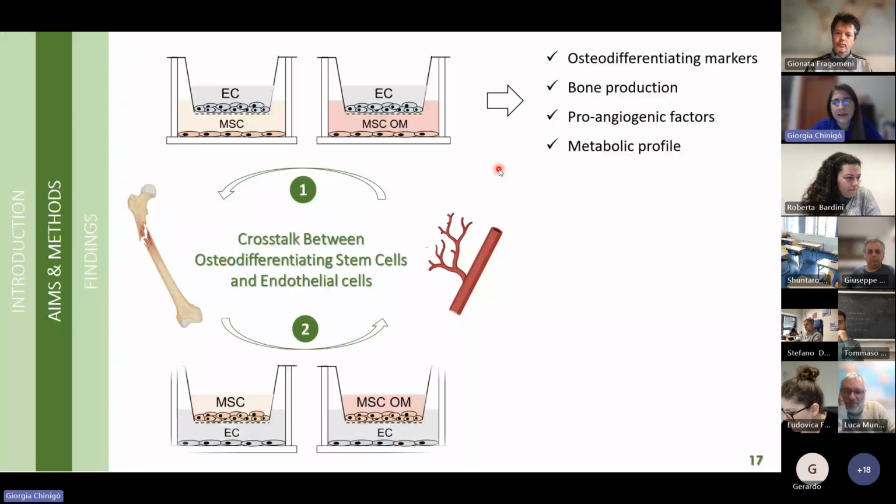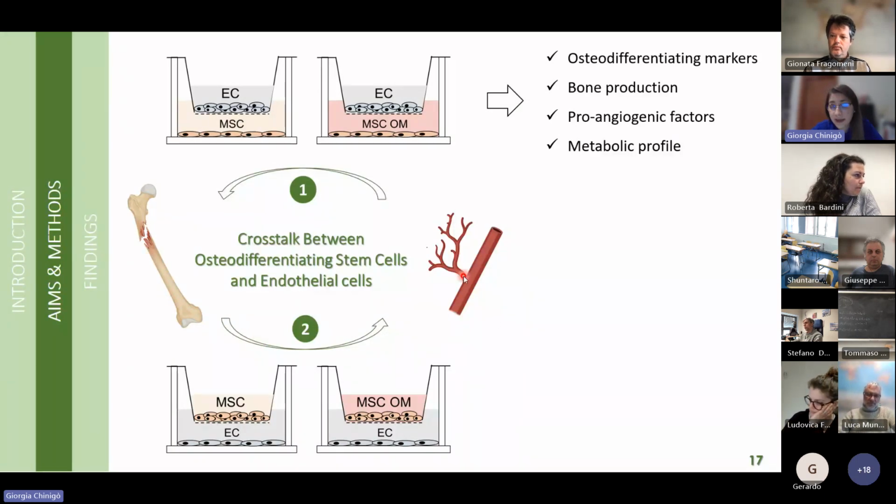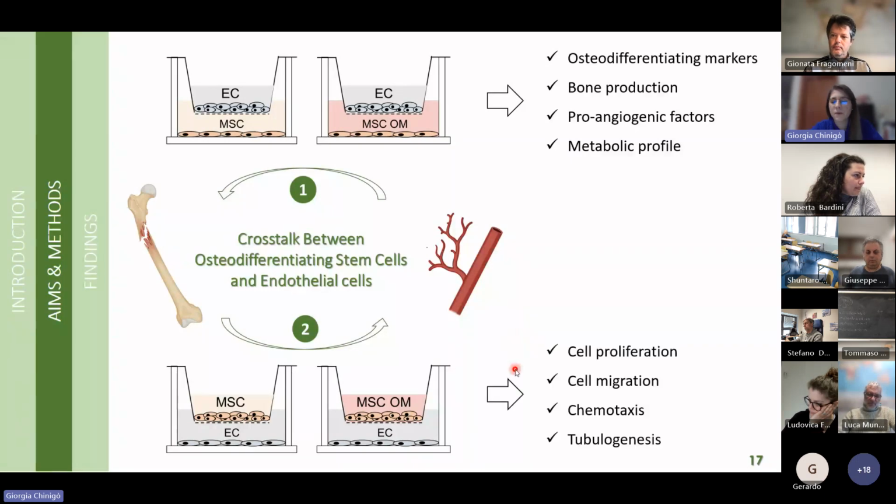Contemporarily, we studied the opposite crosstalk. I mean, the impact that osteodifferentiating stem cells could have on endothelial cell features. Basically, we studied endothelial cell proliferation, migration, chemotaxis, and tubulogenesis.